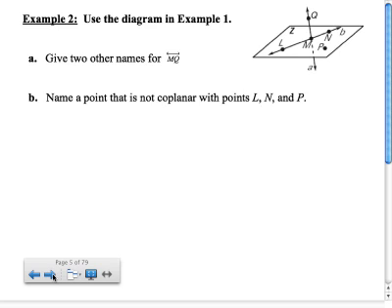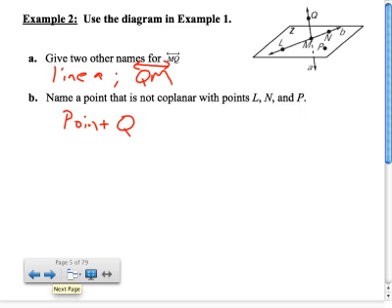It says use a diagram in example 1. It says give 2 other names for line MQ. Okay, again, this is kind of extending on what we just did, so you should be pretty good with this. 2 other names for MQ. You have line A, and we could just call it line QM. Okay, so MQ and QM are actually the same line. Name a point that is not coplanar with L, N, and P. M is coplanar. The only point not inside the plane is point Q. All right, again, hopefully this stuff is pretty straightforward, pretty simple. I know I'm going quickly, but the expectation is that this is pretty easy for you.